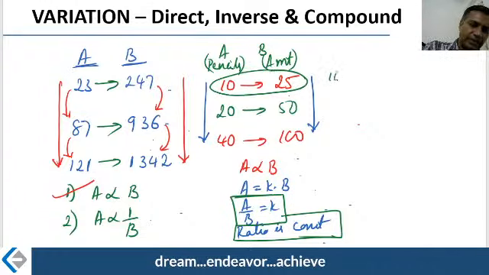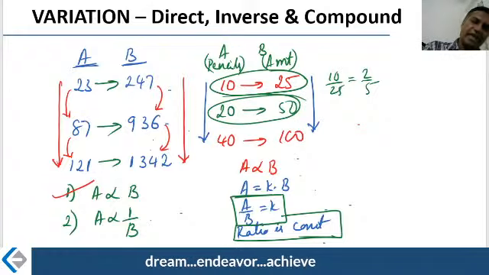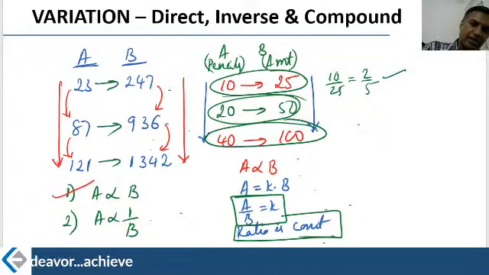10 by 25. Write it here. Hey, what is the ratio, guys? This is 2 by 5. 5 twos are 10. This is 2 by 5. Hey, what about 20 by 50? That's also 2 by 5. What about 40 by 100? That's also 2 by 5.